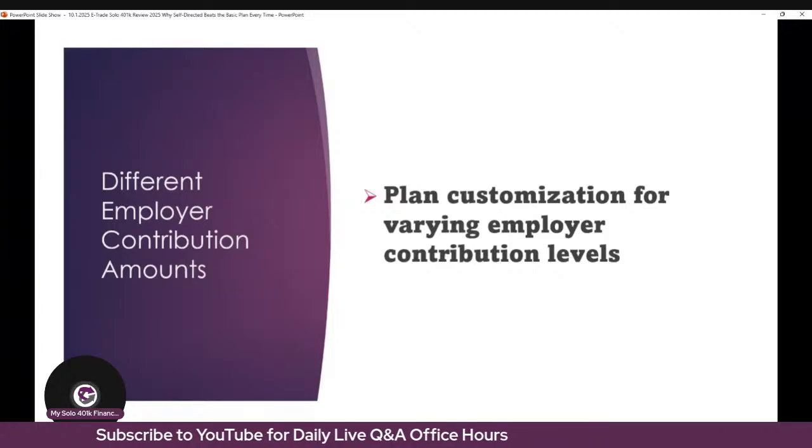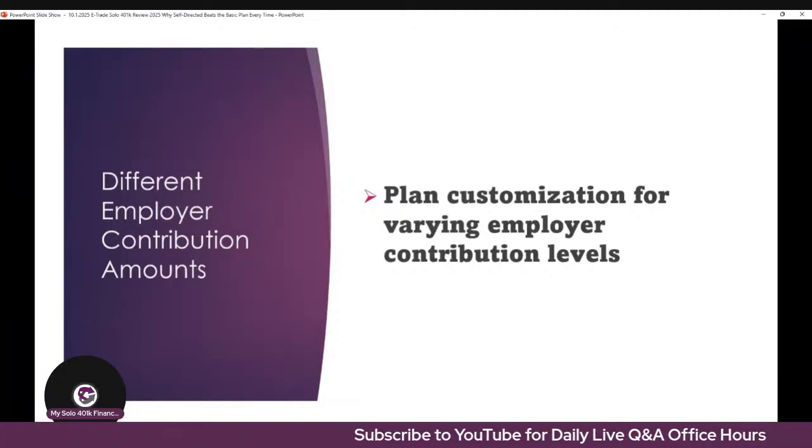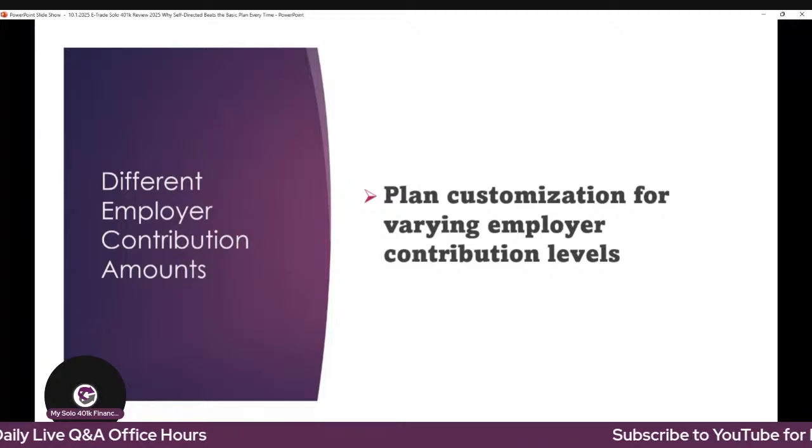Different employer contributions. So this just continues to highlight how customization can be done with our plan, right? Customization in terms of different investments, customization in terms of pre-tax versus Roth versus Mega Backdoor Roth, and also customization in terms of different employer contribution amounts.